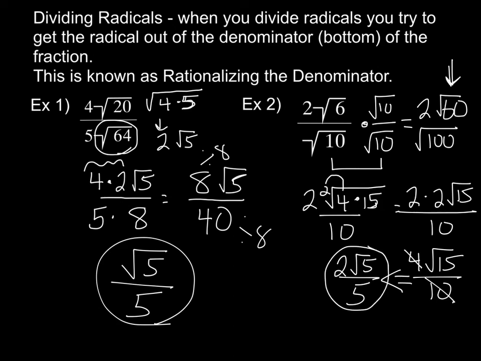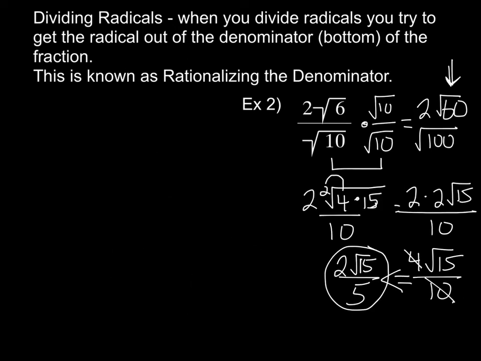I, again, cannot reduce the 5 that's in the denominator with the 15 that's in the radical, 2 radical 15 over 5. I cannot reduce the 15 that's in the radical with the 5 that's in the denominator, because one is in a radical and one is not in a radical.